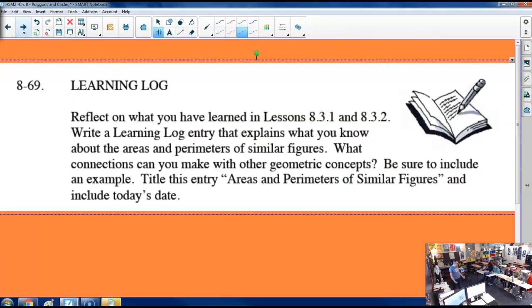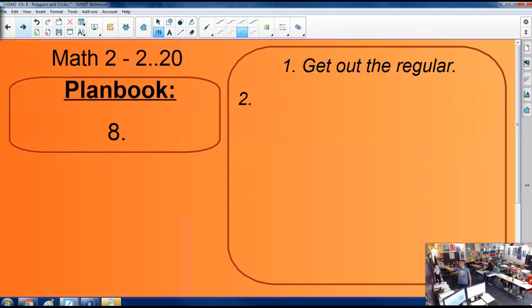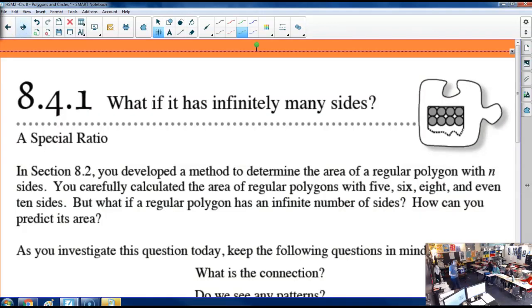Hey, look, that was that lesson. So, on to 841. Now you need a pencil out ready to write things down, probably. We have 20 minutes left. We can do this because you guys are awesome.